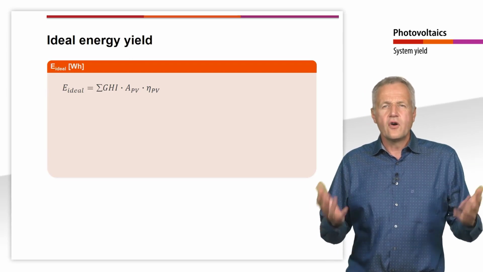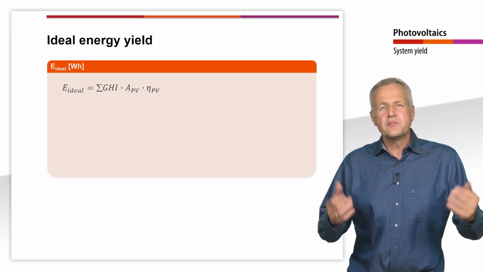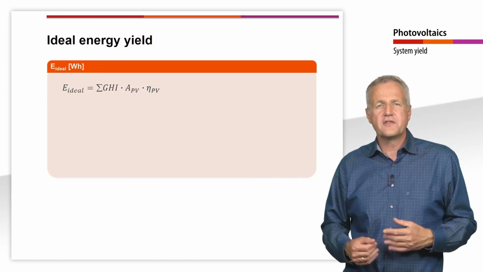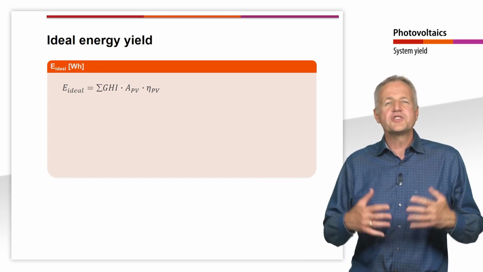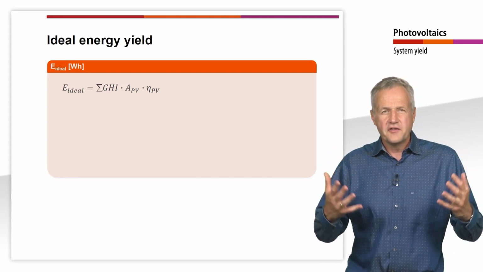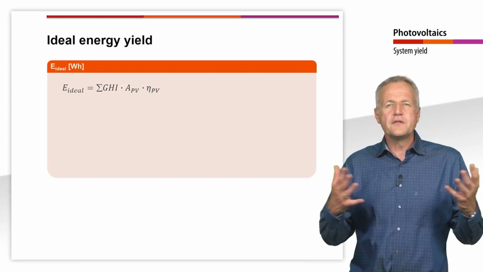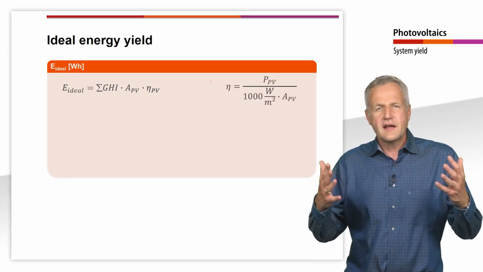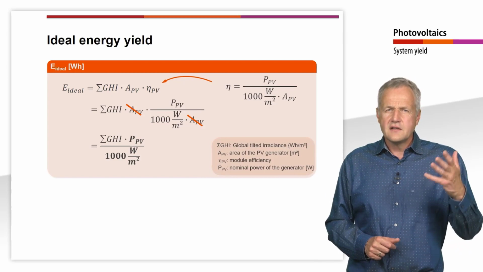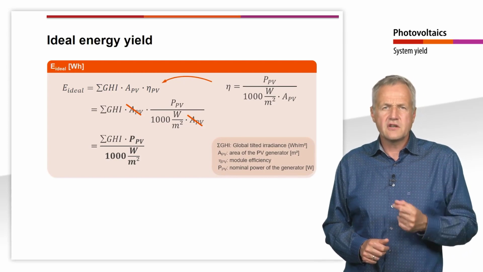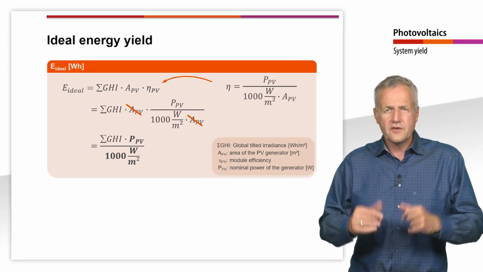Once the annual GTI is known, we can calculate the yield of an ideal PV plant. Ideal, because we first neglect all losses that might still occur in the system. To calculate the ideal energy yield, we multiply the annual GTI by the efficiency of the module and the generator area of the system. Here we use the well-known equation for the efficiency and can simplify the calculation a little bit. The ideal energy yield is the irradiation on the inclined plane times the installed PV peak power divided by 1000 watt per square meter.